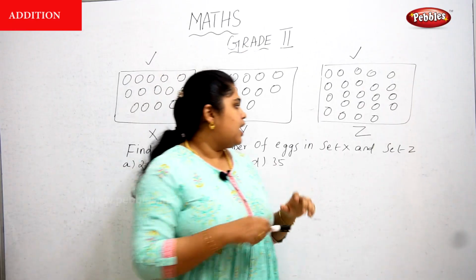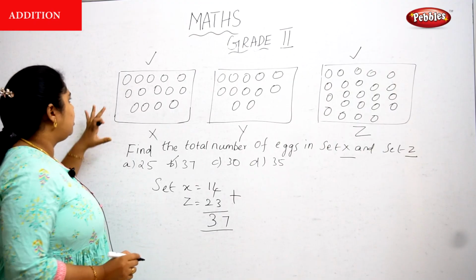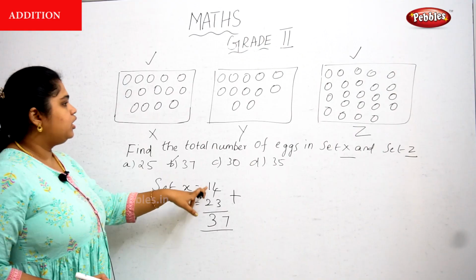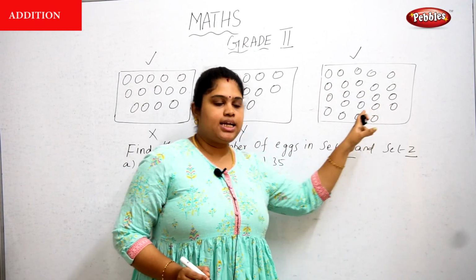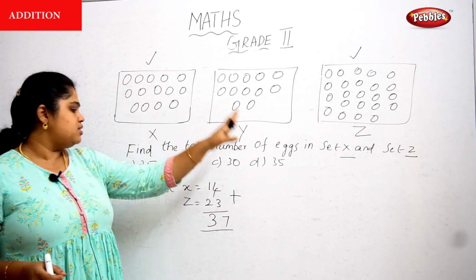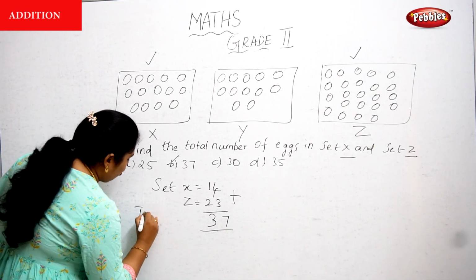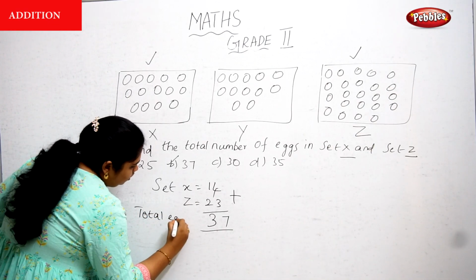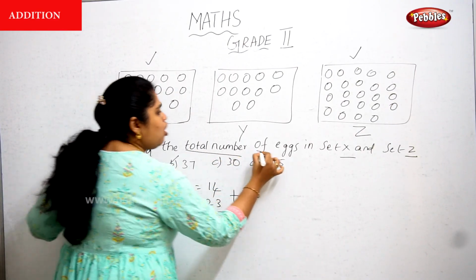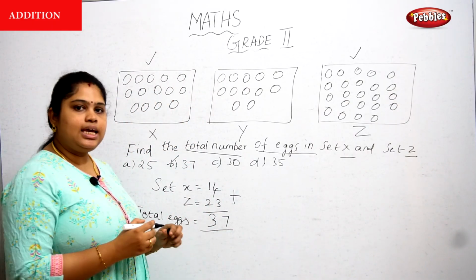In which set? They are asking about set X and set Z. So we have to count the X eggs, 14. Then we have to count the Z eggs. How many eggs are there? 23. So we put together 14 plus 23. We got total eggs is 37. They are asking the total number of eggs. So, total eggs is equal to 37.